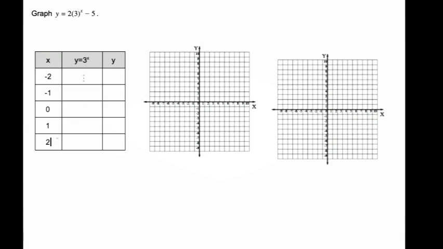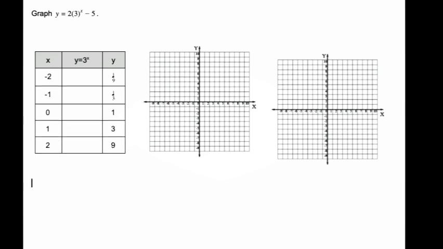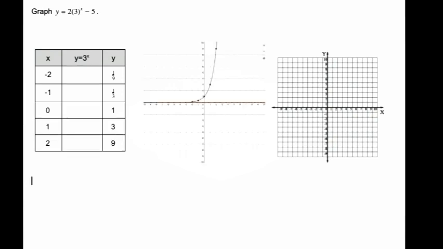Now, this middle column is here for you if you would like to show your work and plug in. We start with 0, plug in a 0 here. So 3 raised to 0, 3 raised to 1, 3 raised to 2, and so on. And that is what your parent function table should look like. And that is what your parent function graph should look like. And I'll even zoom in on that.